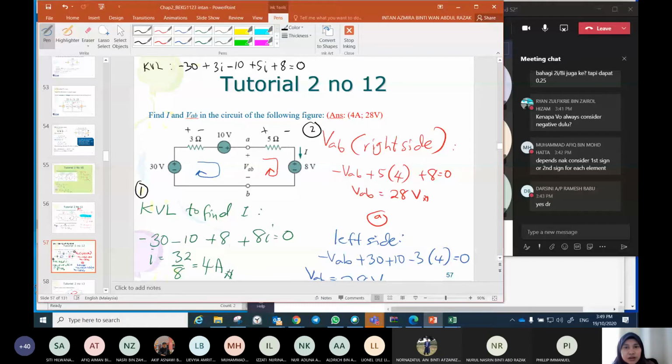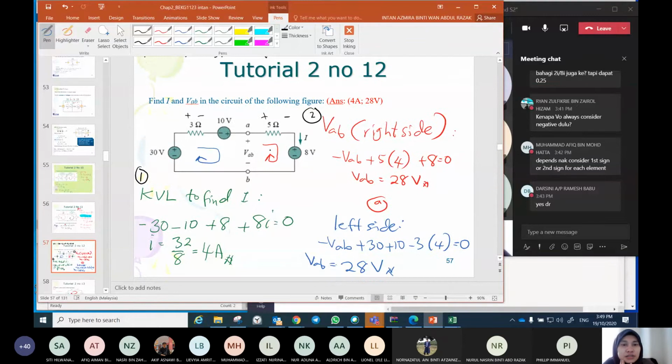Now we want to verify our answer. This is not compulsory. I just want to show you that the right side calculation is equal to the left side. So this is the left side. Let's start with VAB. I use the second sign. Minus VAB plus 30, and then plus 10 here, and then minus 3 multiply with current. So VAB is equal to 28. Any question?